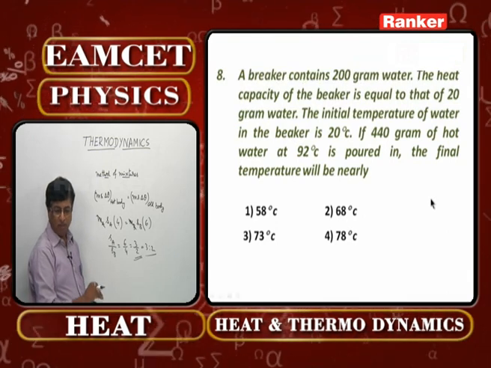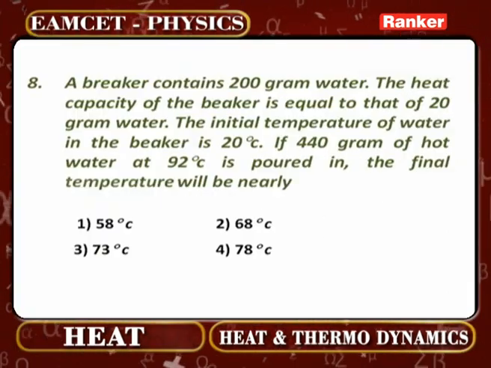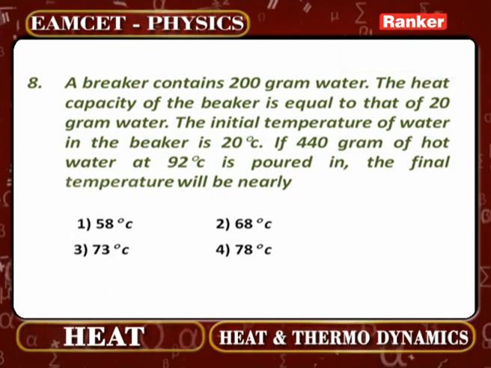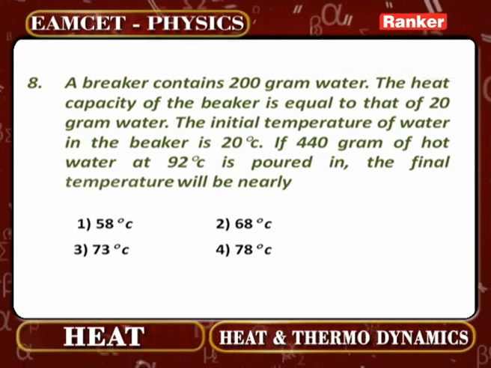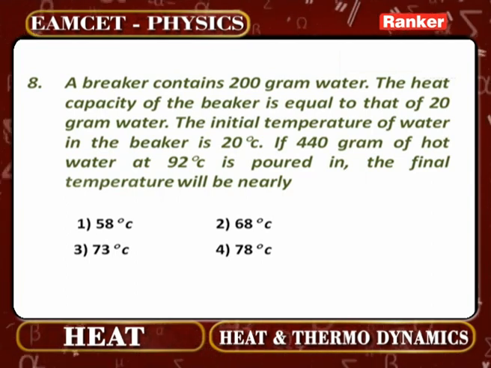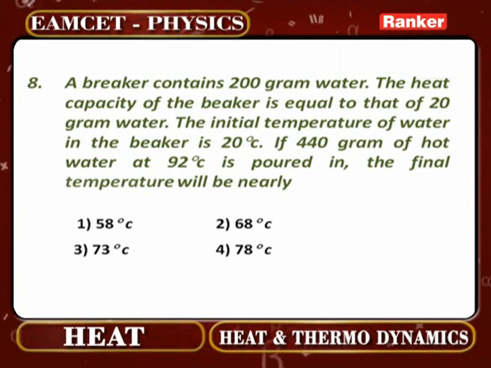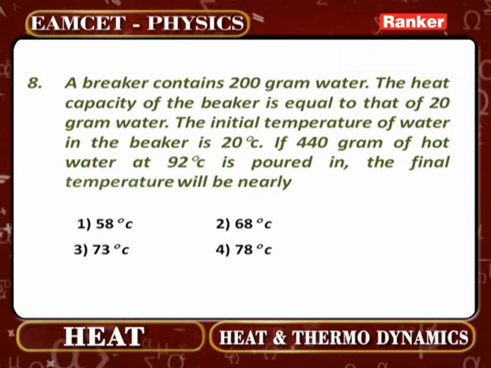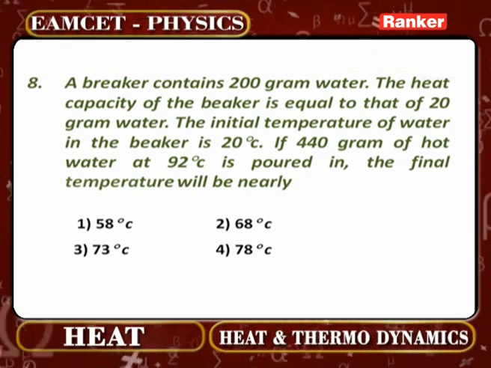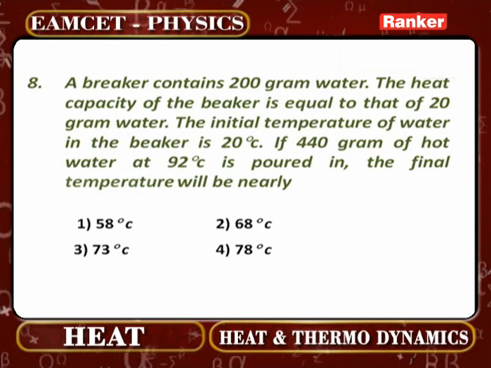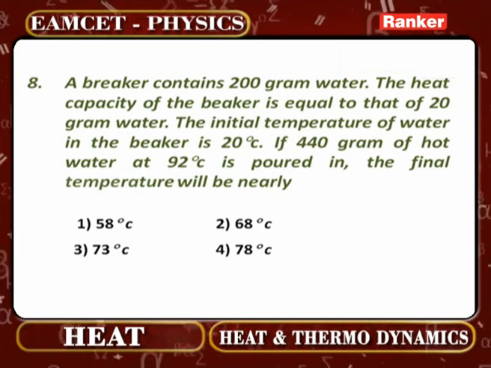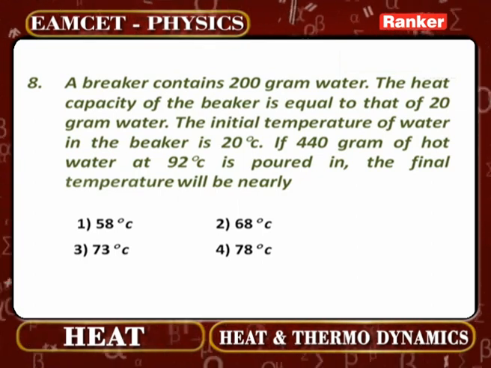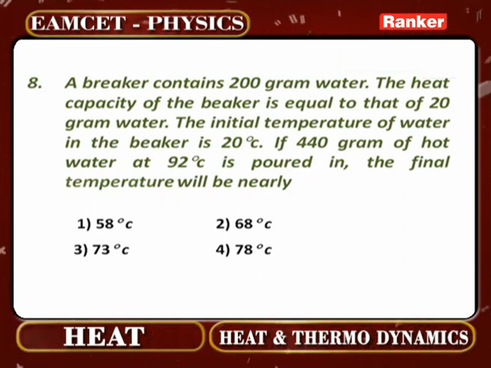Problem 8. A beaker contains 200 grams of water. The heat capacity of the beaker is equal to that of 20 gram water. The initial temperature of water in the beaker is 20 degrees centigrade. If 440 gram of hot water at 92 degrees centigrade is poured in, the final temperature will be nearly. Look at the wording carefully. What is losing heat energy here? Hot water is losing heat energy. What is gaining heat energy here? It is the beaker and the water in the beaker, both of course are gaining heat energy.